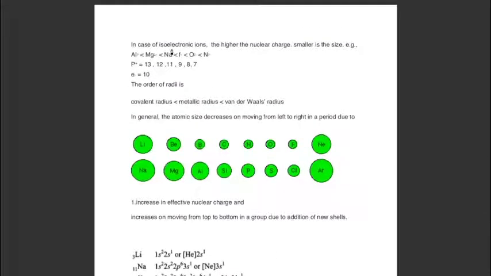Now, in case of isoelectronic ions, the higher the nuclear charge, the smaller is the size. Now, what do we mean by isoelectronic ions? Isoelectronic ions are those ions which contain the same number of electrons. Okay, let us discuss this example.